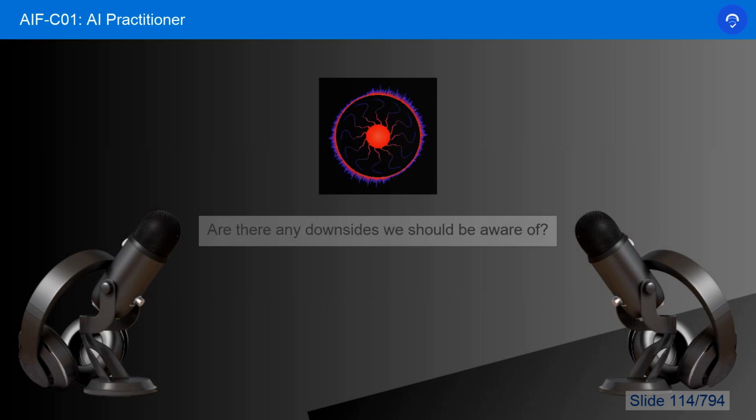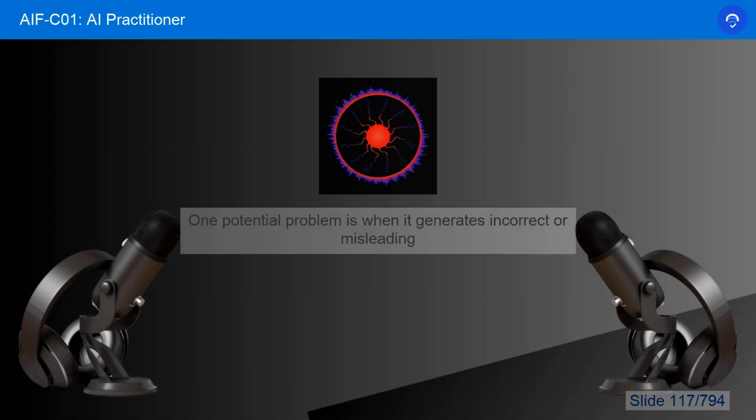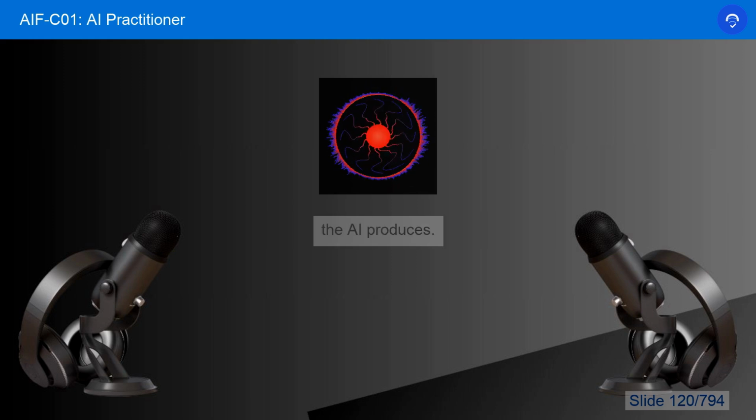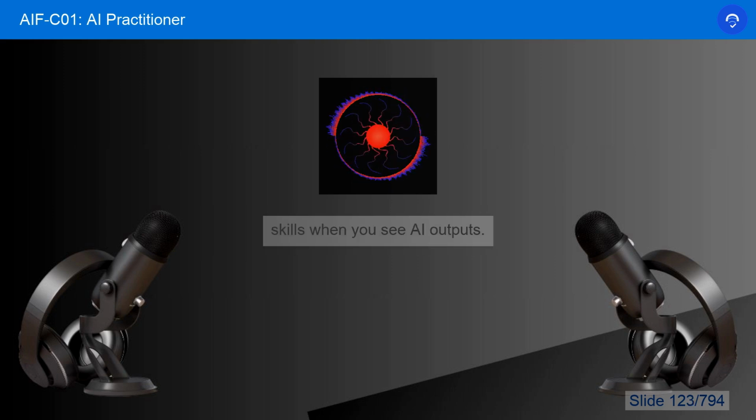Are there any downsides we should be aware of? Well, like with any powerful technology, we've got to use generative AI responsibly. One potential problem is when it generates incorrect or misleading information. We call those hallucinations. Right, so we can't just blindly trust everything the AI produces. Exactly. You've got to be a little skeptical and use your critical thinking skills when you see AI outputs.